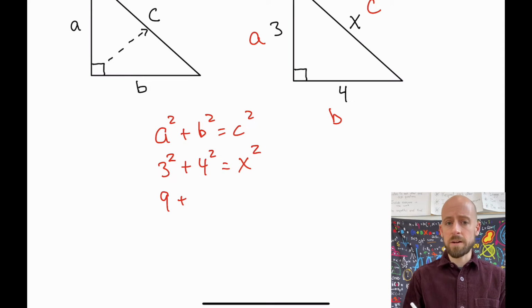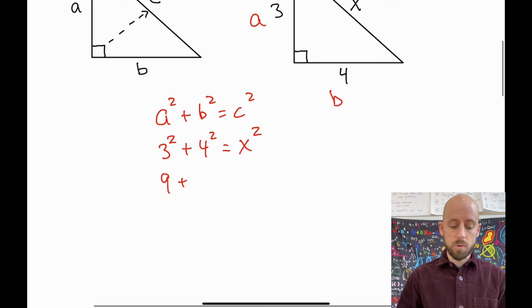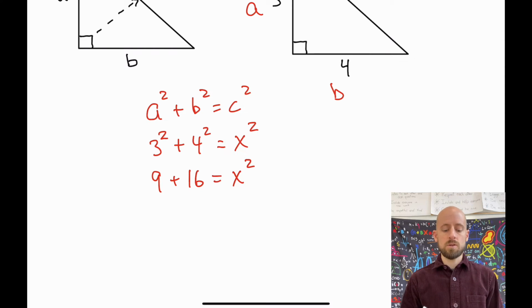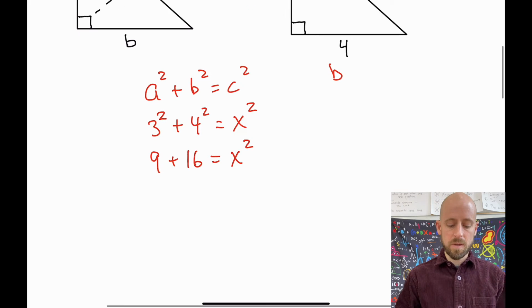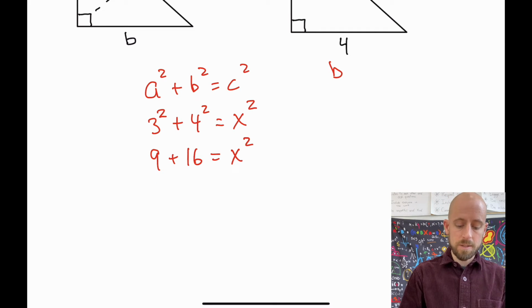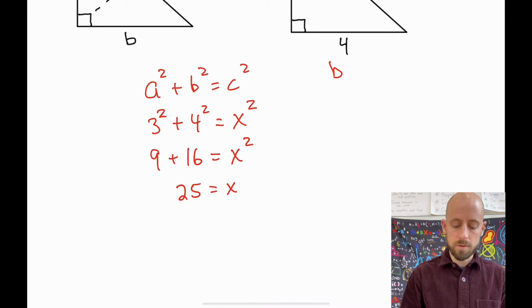And you could always use a calculator for that. And then 4 squared, 4 times 4, 4 squared is 16. And then that equals X squared. So I can't do anything with X yet. 9 plus 16, I can combine those, and if you want to use a calculator, you can. 25, that's what it equals.